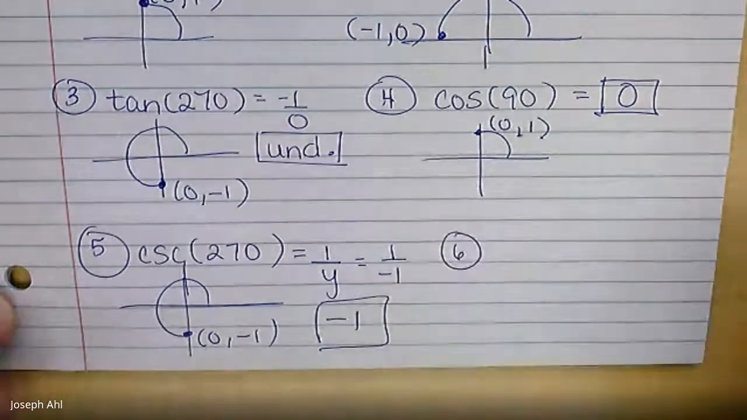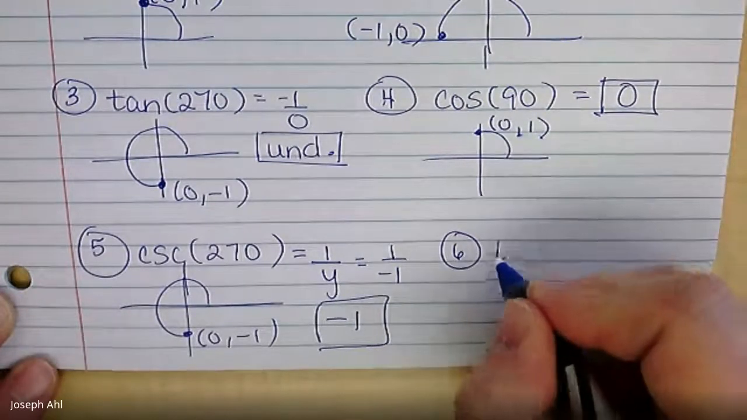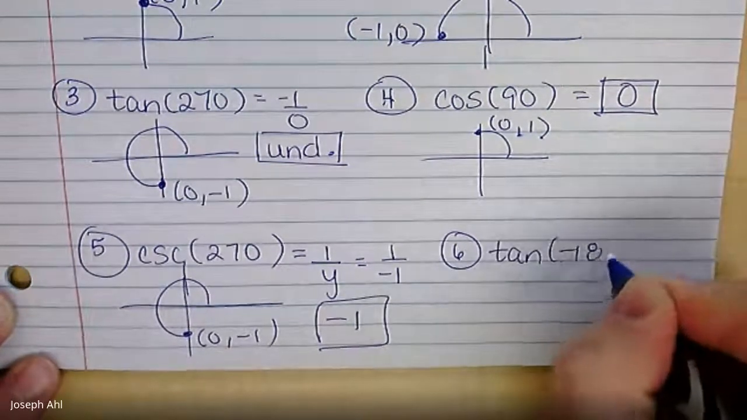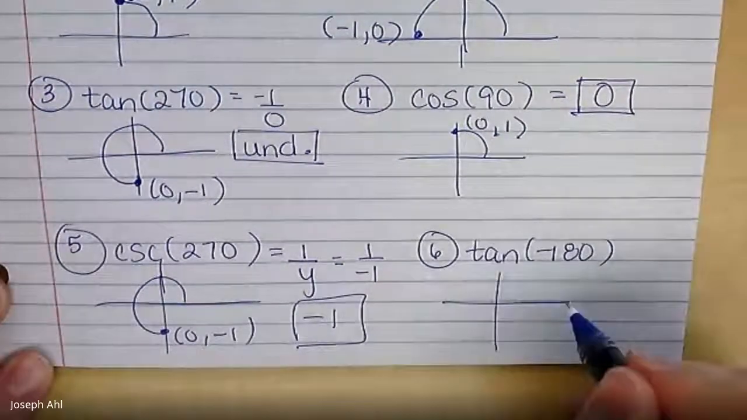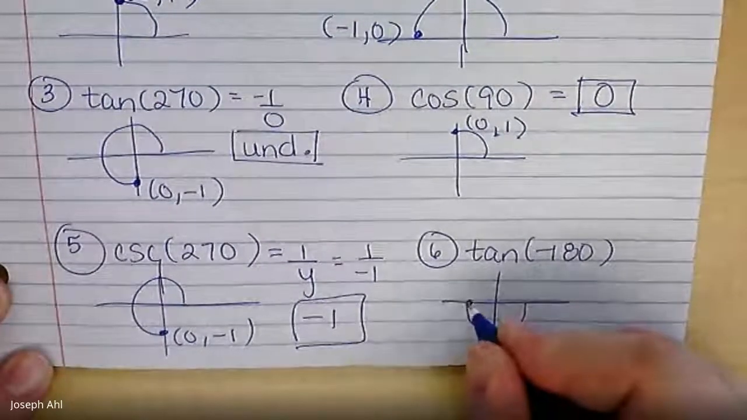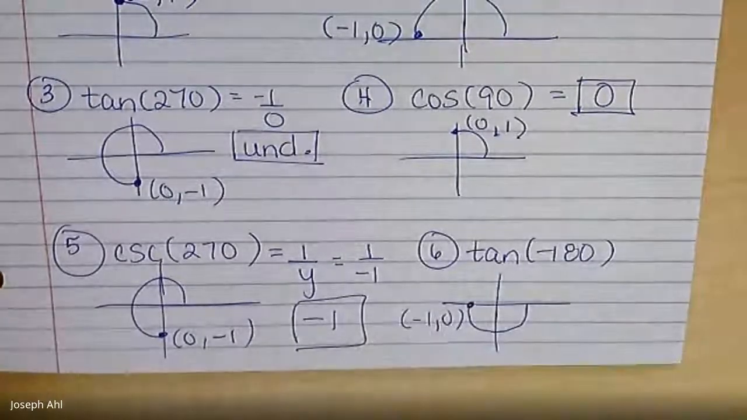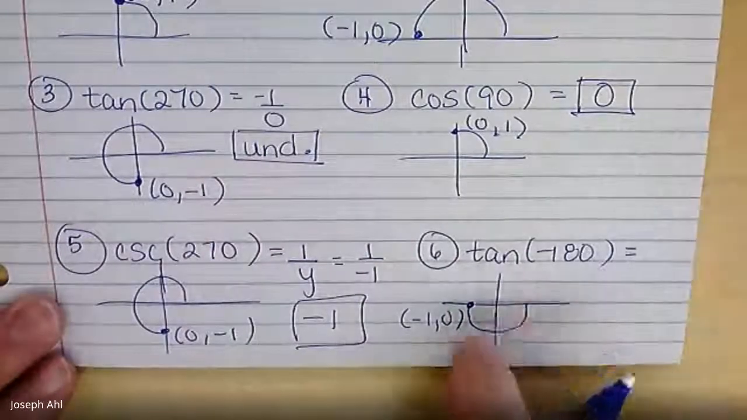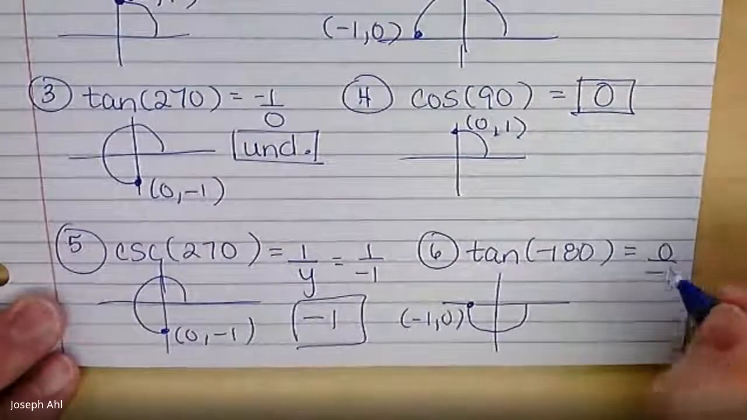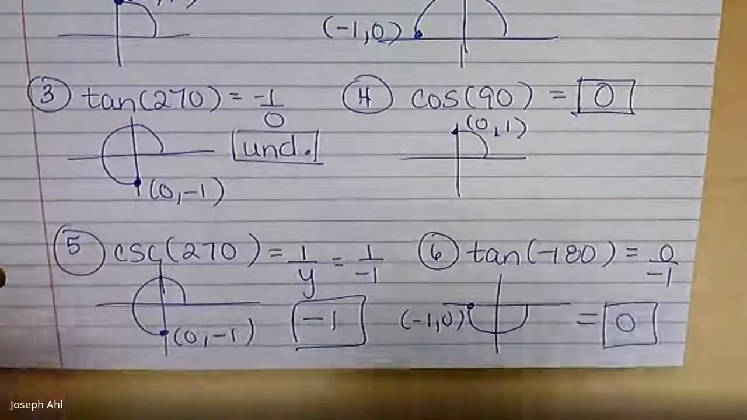And then finally, let's do tan of -180. When the angle's negative, we know we just go this way. And by the way, -180 and +180, aren't those in the same spot? Tangent earlier was undefined. Let's see what we get this time. Tan is still y over x, so 0 divided by -1 this time. When 0 is on top, it's okay. 0 over -1 is 0.